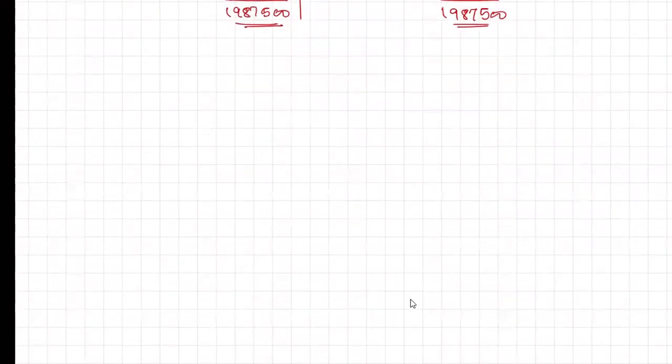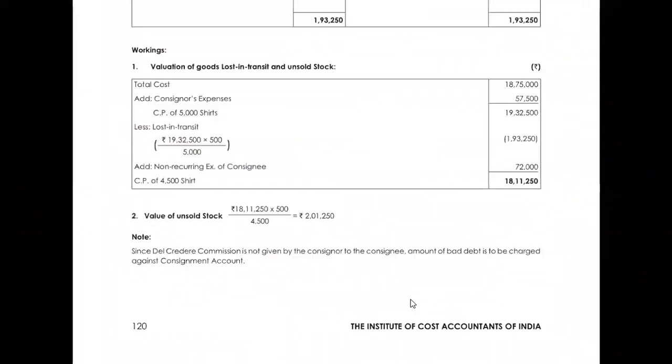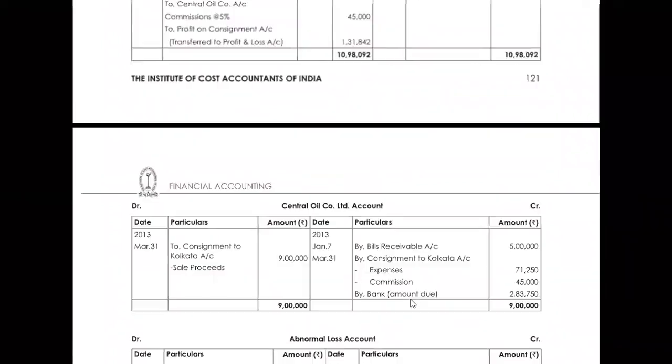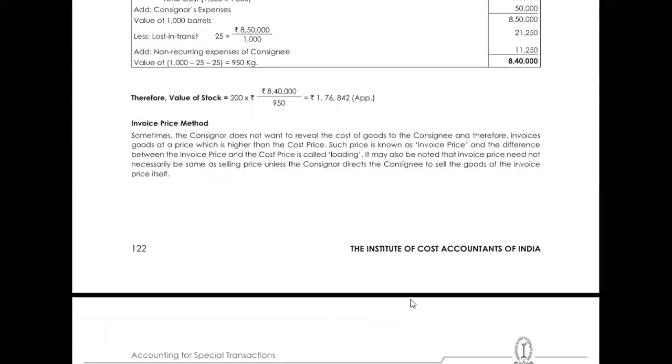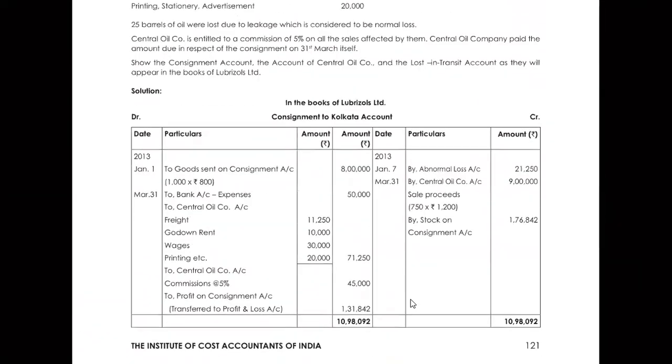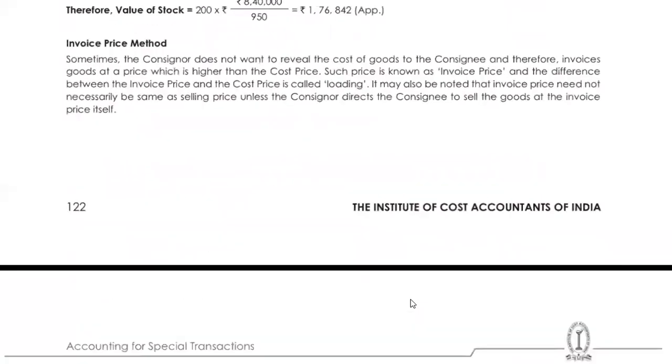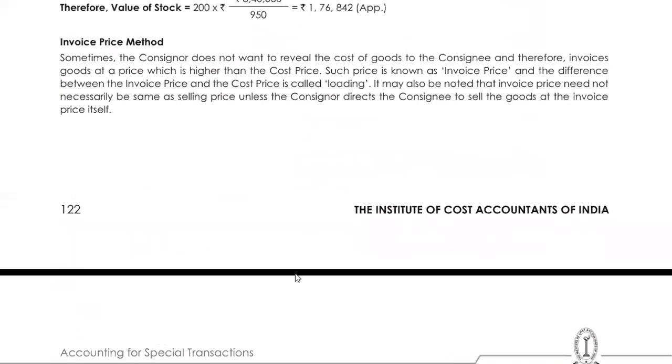Now there are two more illustrations, similar to this, like illustration 13. You will try it yourself, and now we are going to start invoice pricing. Very simple now.